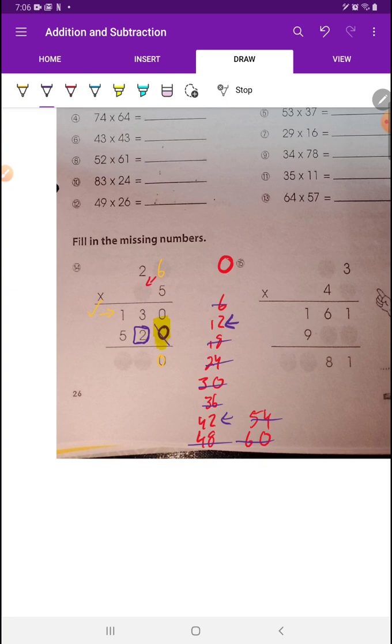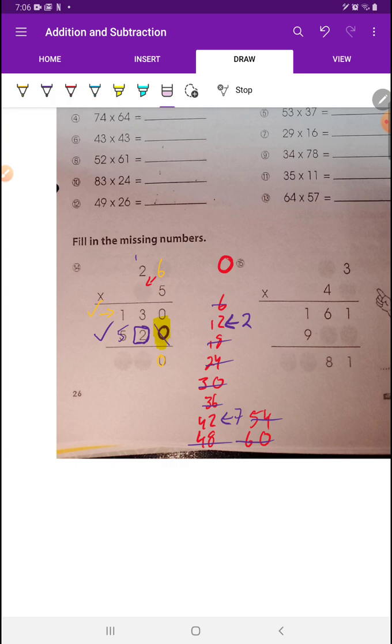So either we're going to go 6 times 2, or we're going to go 6 times 7. So let's try 6 times 2. 6 times 2 is 12. Write the 2, carry the 1. 2 times 2 is 4, plus 1 is 5. Perfect, that's right. So that was that simple.